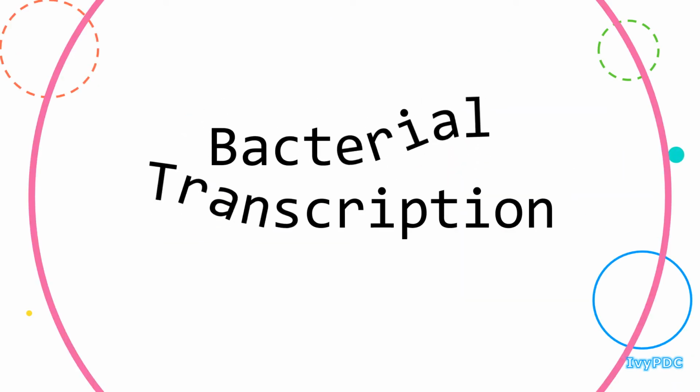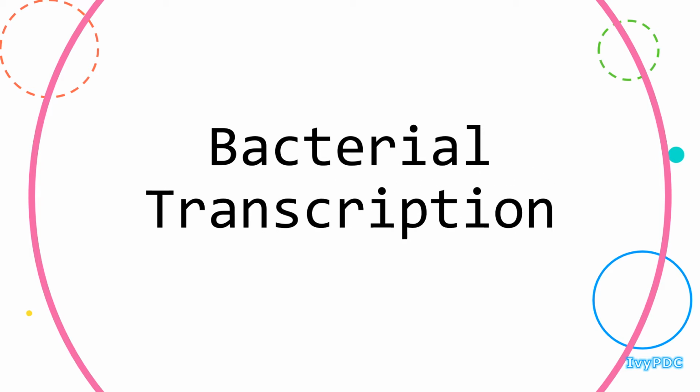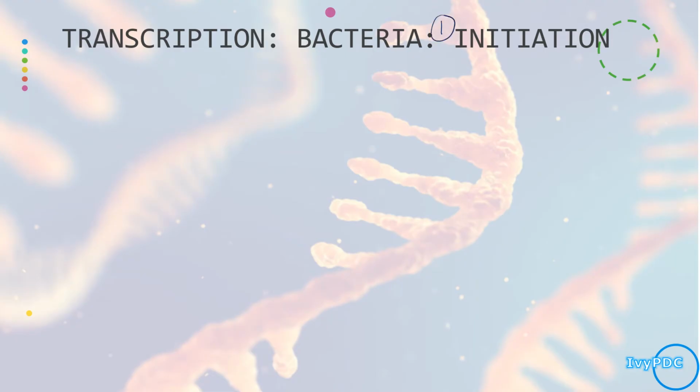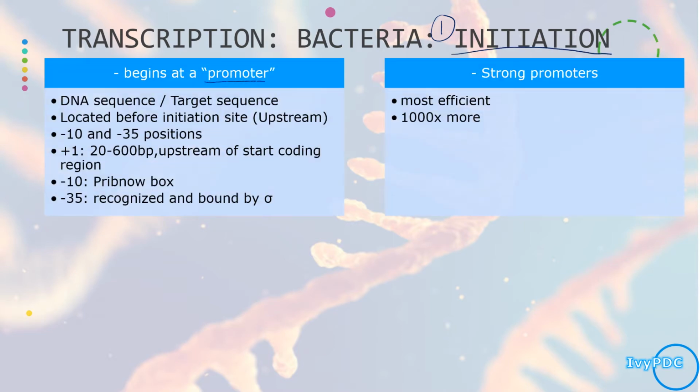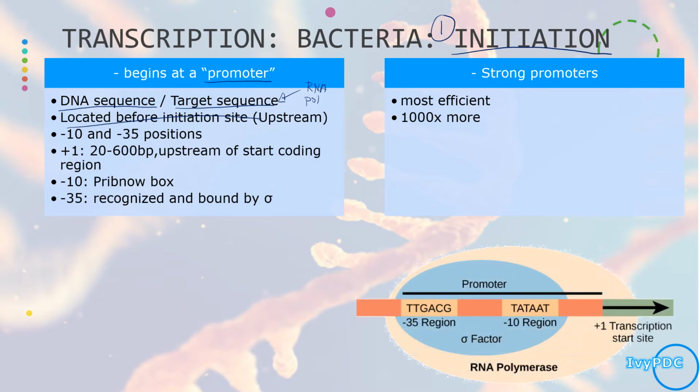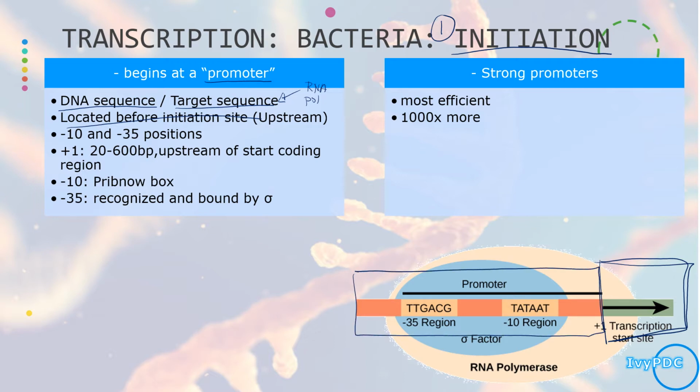Let us start the discussion with bacterial transcription. The first step of bacterial transcription is initiation, and in this process is a promoter. A promoter is made up of short DNA sequences or target sequences. These are the ones that are recognized and where the RNA polymerase will attach to. A promoter is located before the initiation site. So if this is the site where transcription should happen, a promoter would be seen upstream or before that site.